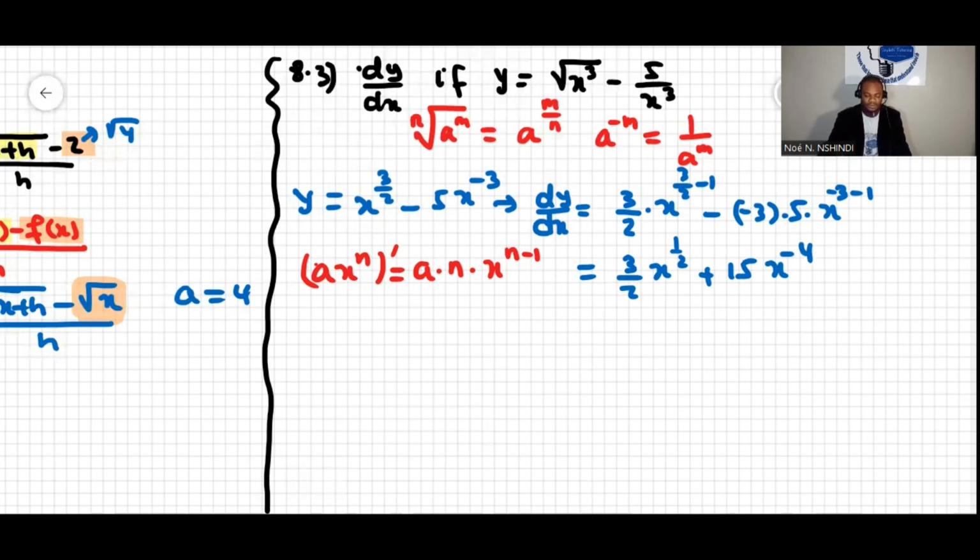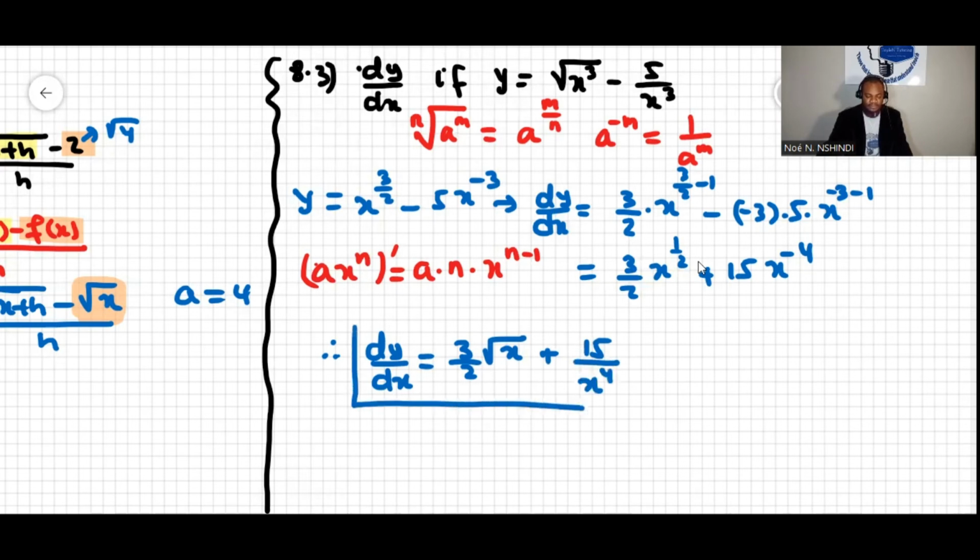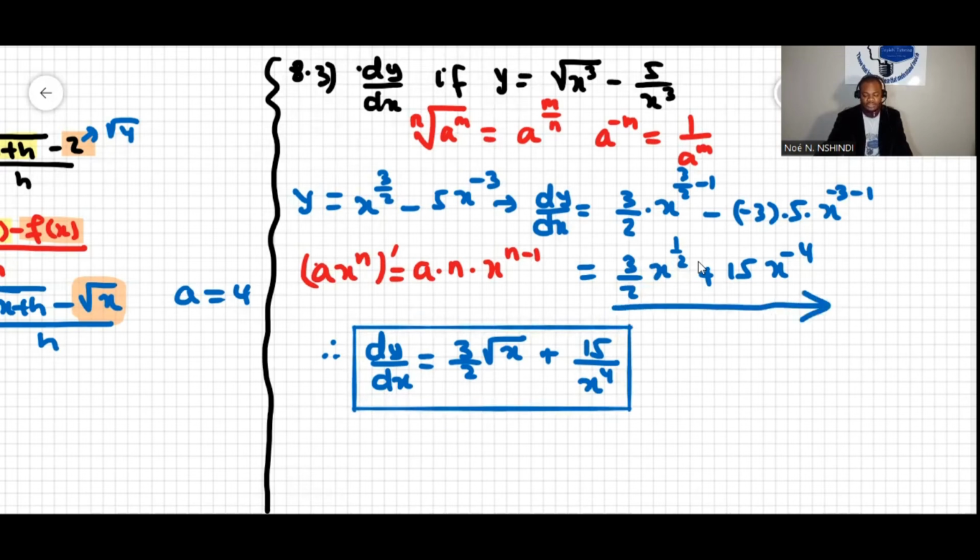Now, therefore, the derivative dy of this function, this simply means we differentiate y with respect to x. That's the meaning. Differentiating y with respect to x is equal to 3/2 x to the half. You can convert it to square root of x because you can rewrite it in this form, but it doesn't matter if you leave it like that. Plus 15 over x to the power 4. So this is the final answer. You can also stop here. It's not bad.